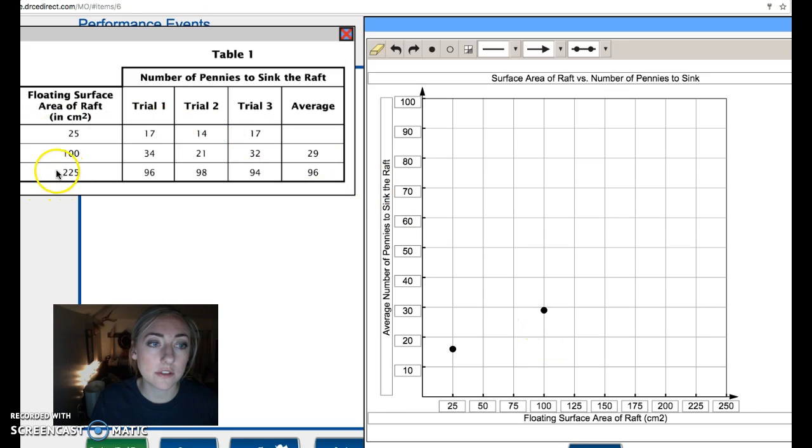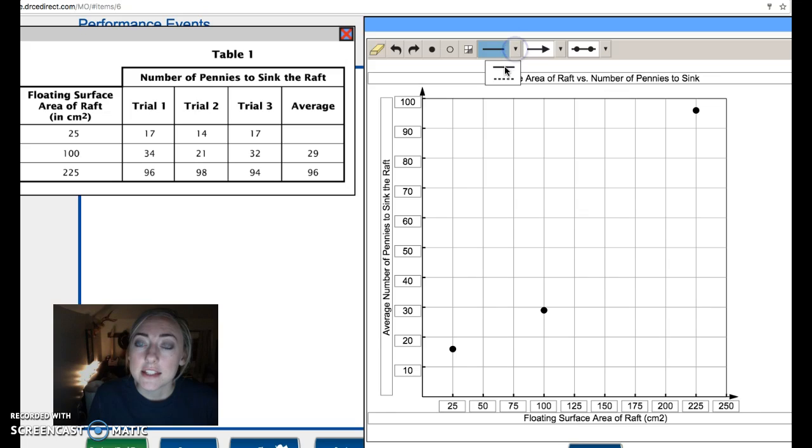Then our next one is at 225, our average was 96. So we're going to go all the way to 225, and we're going to go up to about 96 and drop a point. Okay?